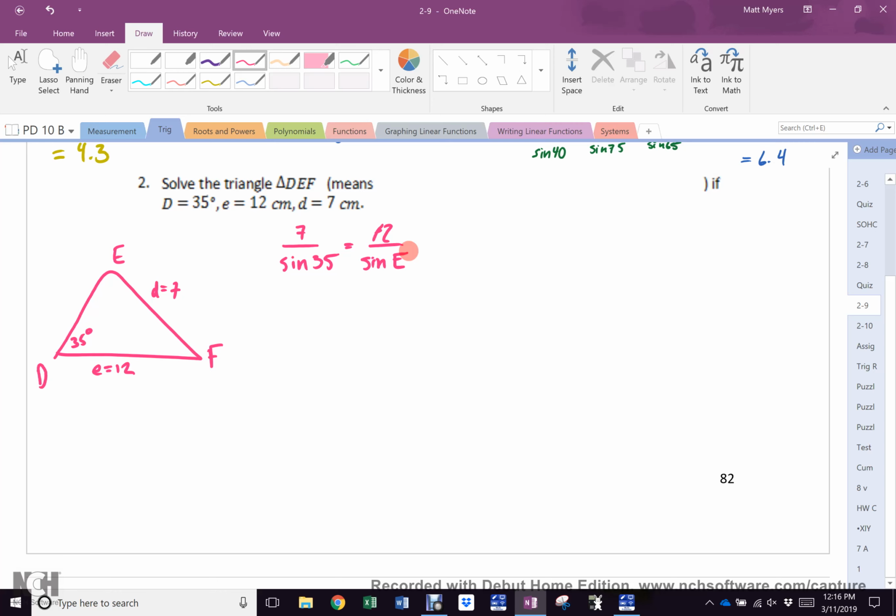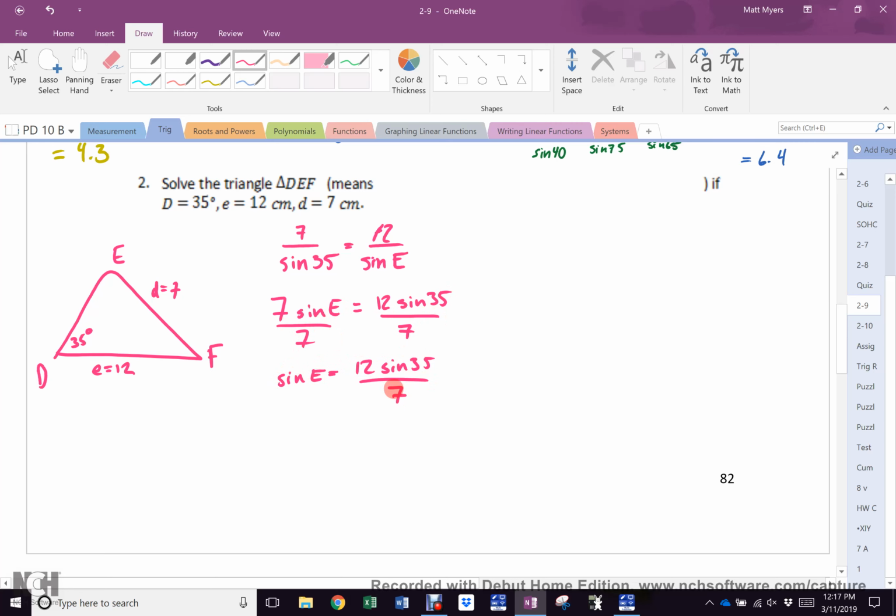7. So we're going to do the long algebra way because Austin said this. 7 sine E cross multiply must equal what? 12 sine 35, correct? Now, I need E by itself, yes? So what would have to happen here? I would have to divide by 7, correct? Right? So I am left with sine E equals 12 sine 35 divided by 7.